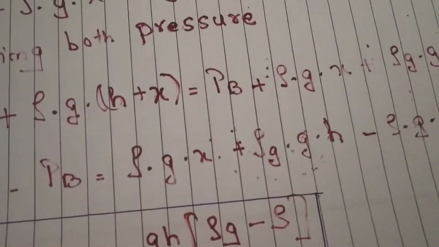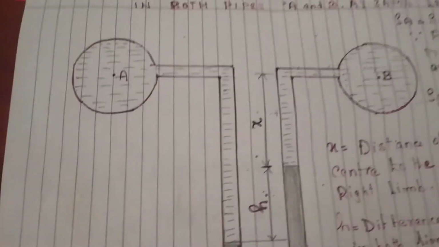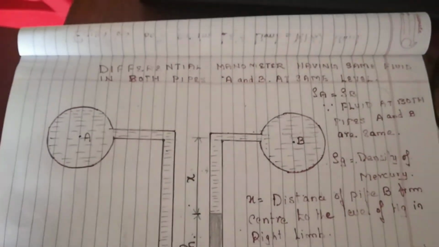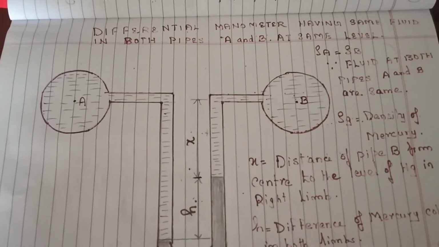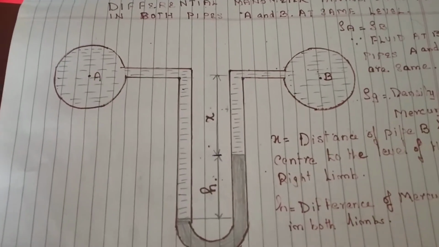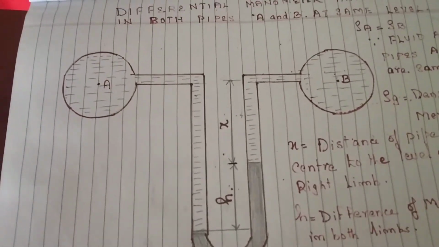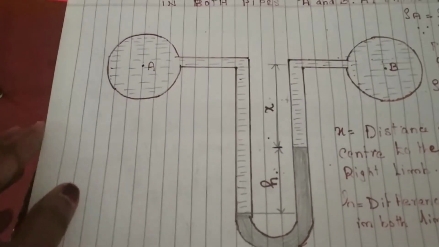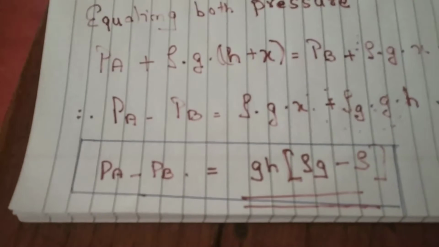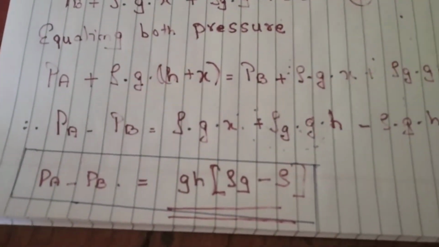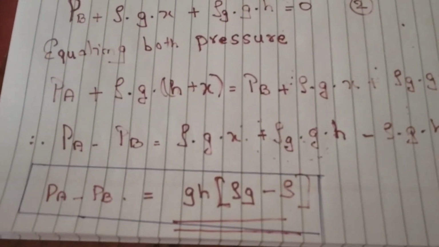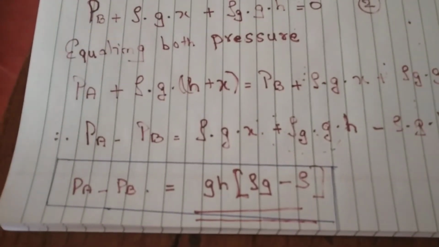Hope you understood this video. The figure should be drawn when the question comes: derive an equation for the differential manometer where two pipes are at the same level and the fluid is also the same. So you need to draw the figure, take the two pipes at the same level, and derive the equation. My equation is PA minus PB equals g h into (rho g minus rho), where rho g is the density of mercury and rho is the density of the fluid in both the pipes. Hope you understood. Thank you.